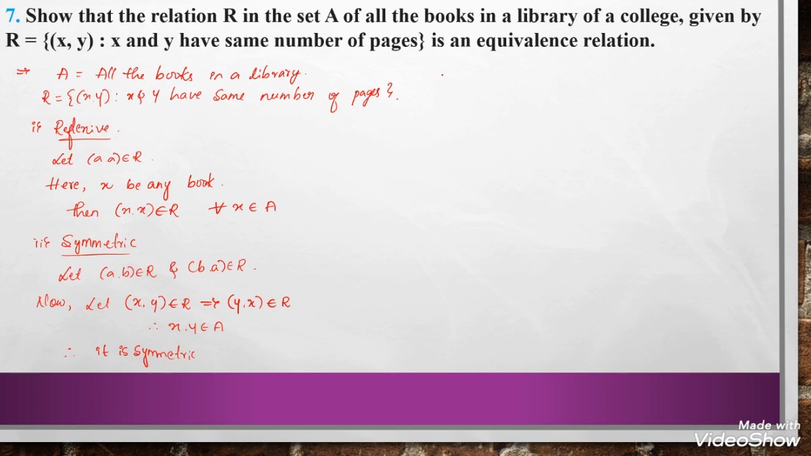Now, I will take the third condition, that is the transitive condition. According to the definition, (A, B) belongs to R, then (B, C) belongs to R, then of course A is related to C. This is the condition of transitivity.